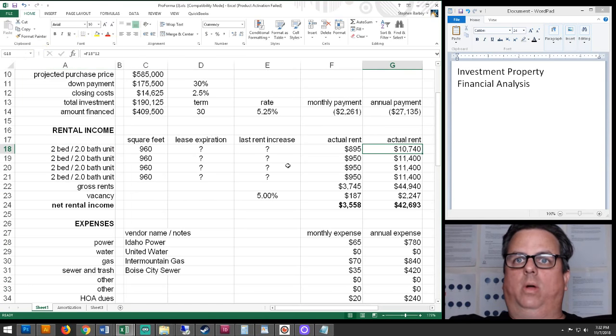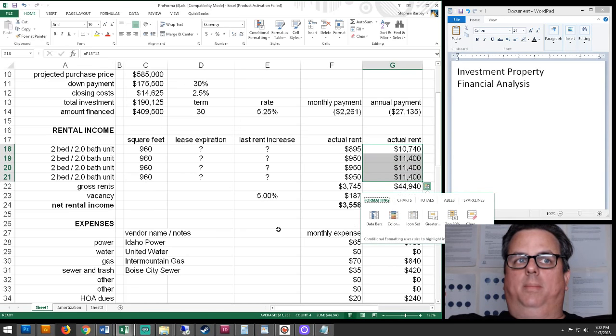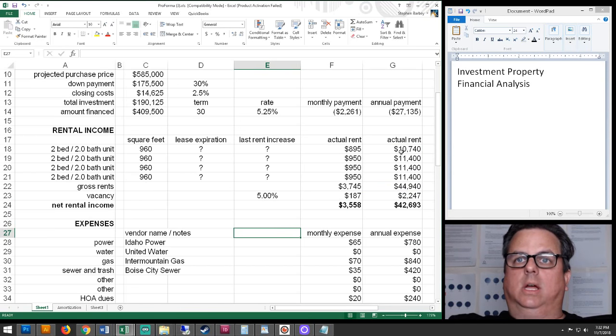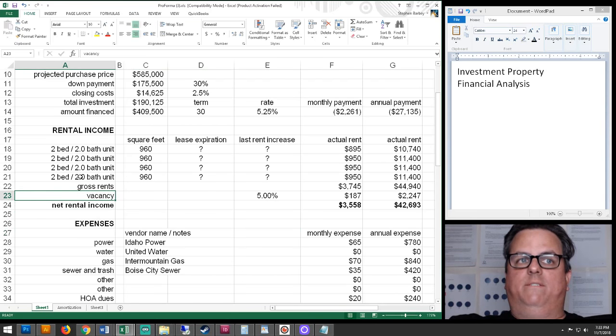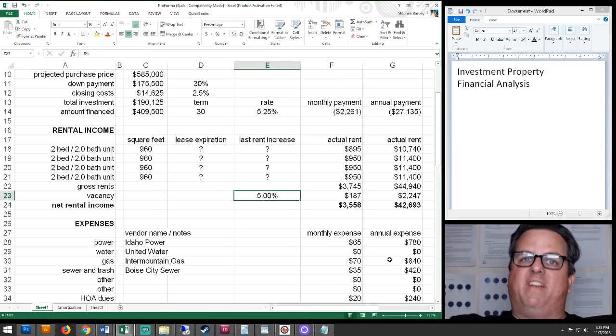F18 times 12. And then this, of course, is the sum of these items. And then that's our income. And then here we're projecting vacancy. So you could put in a 5% projected vacancy rate. You could put in a 10% projected vacancy rate. My advice here is to be realistic.